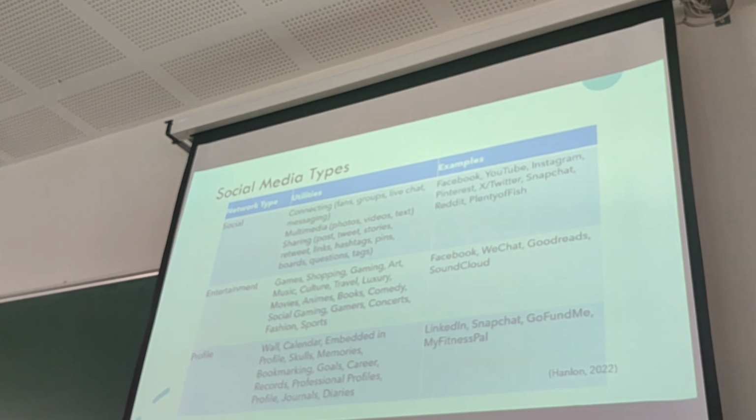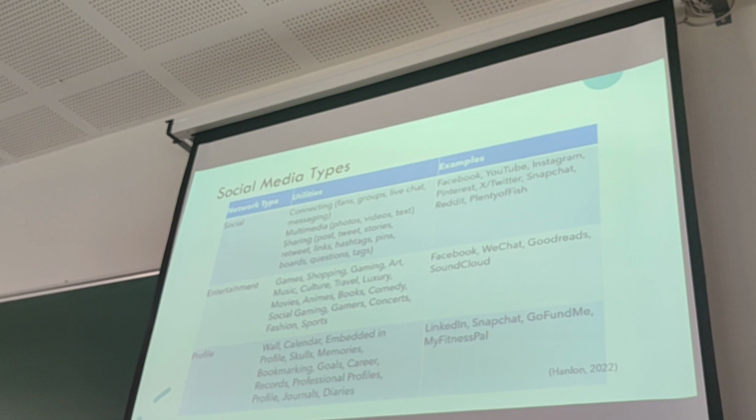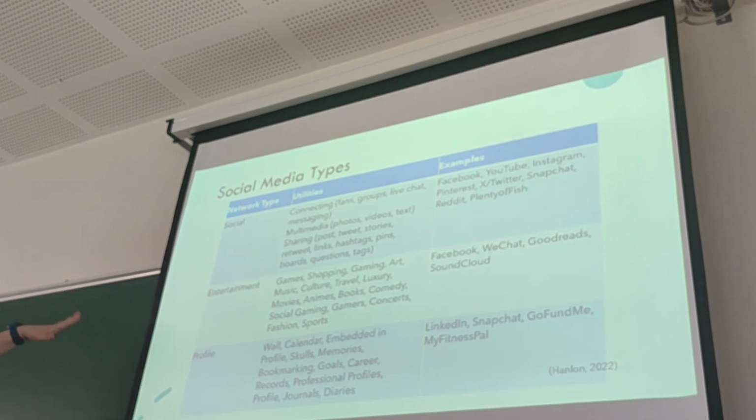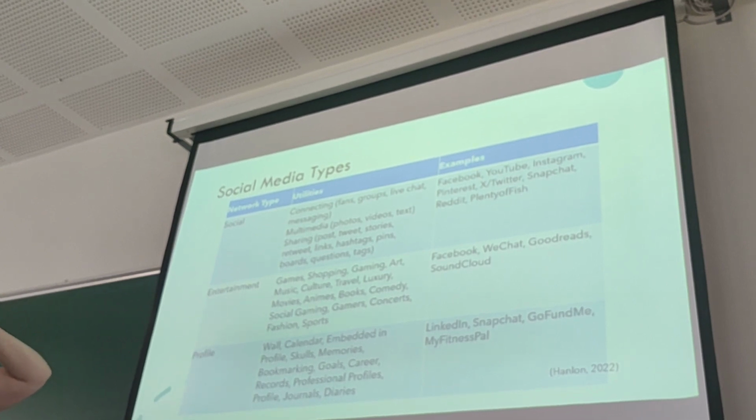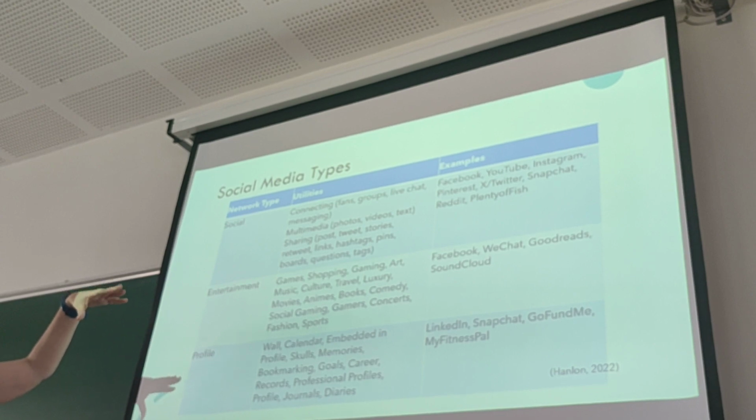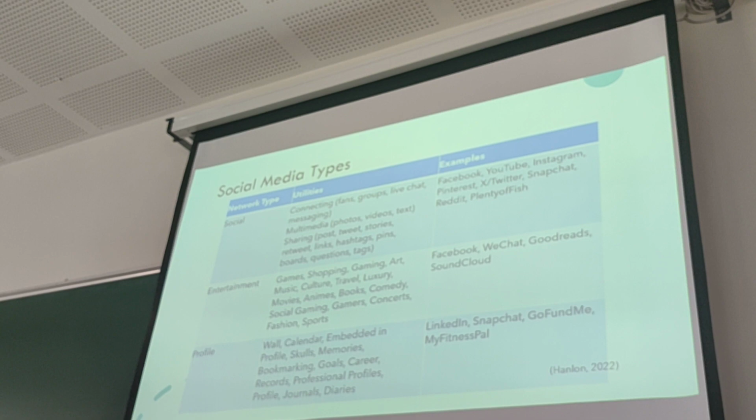So there's a few different categorizations of social media platforms, but it is always changing, because as you've seen, the types of platforms that we use change, and those platforms also change their purposes often, and try to introduce more features. So what we've got here are three different types of social networks. We've got social ones, which are used for connecting people through shared fandom, in groups, through live chats and messaging. We've got multimedia, where people are sharing photos, videos and texts.